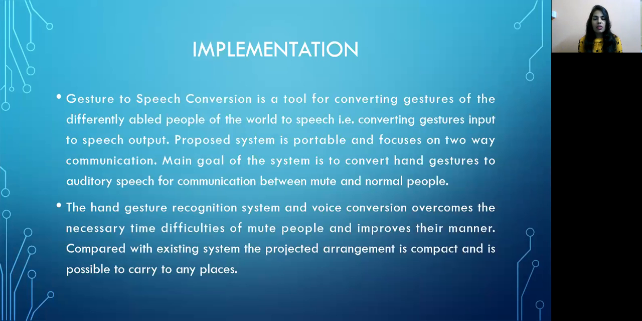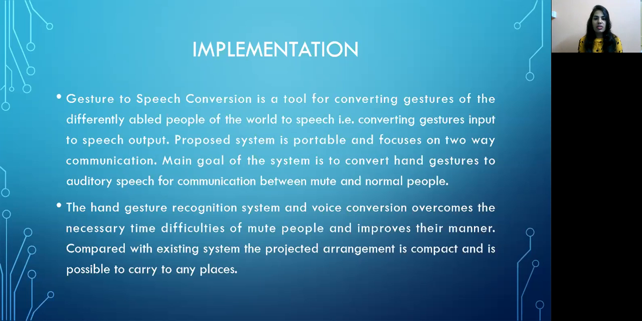Implementation. This talks about how the proposed system can be implemented. The proposed system makes use of accelerometer sensors, which are three-axis sensors that sense even a slight movement or bending in the finger, and is very useful and advanced in technology. The proposed system is portable and focuses on two-way communication.